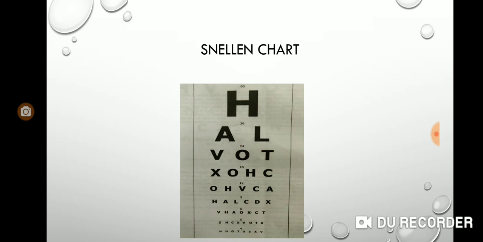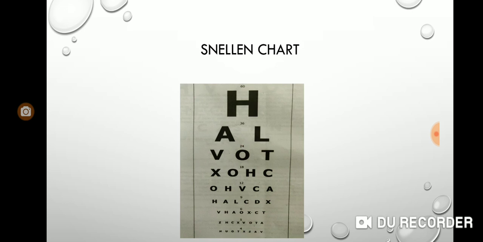If the person is able to read the top two lines, then you write it as 6/36. That means that this person is able to read from 6 meters what a normal person can read from 36 meters. If you keep going down, 6/6 means that's the normal vision. That is, this person can see from 6 meters what a normal person can see from 6 meters. There are a couple more lines below it, that is 6/5 and 6/4, which means that the person has definitely a lot better vision.